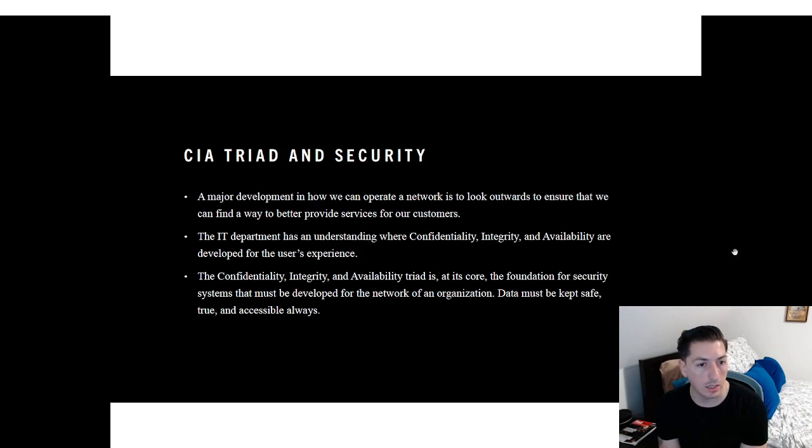CIA triad and security. A major development in how we can operate our network is to look outwards to ensure that we can find a way to better provide services for our customers. The IT department has an understanding where confidentiality, integrity, and availability are developed for the user's experience. The confidentiality, integrity, and availability triad is at its core the foundation for security systems that must be developed for the network of an organization. Data must be kept safe, true, and accessible always.